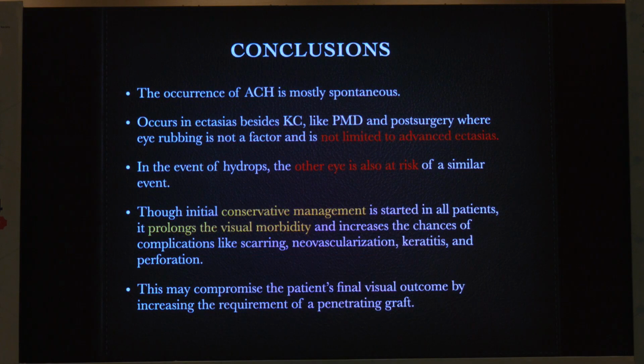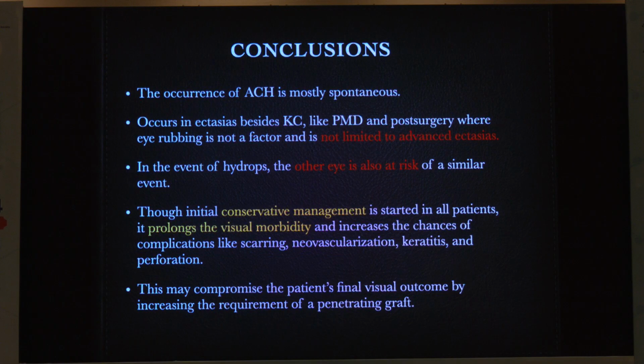So these are the various results of different techniques. To conclude, the occurrence of acute corneal hydrops is mostly spontaneous, and it occurs in ectasias besides KC as well, and it is not just limited to advanced ectasias. In the event of hydrops, the other eye is also at risk of a similar event, so we have to be very, very careful, and we have to prevent the other eye from going into hydrops by doing a proper early CXL.